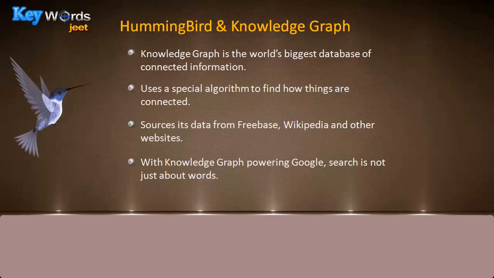between the information. Now this technology, the Knowledge Graph technology, uses a special algorithm to find out how things are connected, what are the connecting points between the things. It sources its data from Freebase, which is still being updated regularly. It acquires its data from Wikipedia, which is of course the biggest source of information in the world over virtually every topic that you can imagine. But it's not limited to these two sources. Knowledge Graph also gets its information from a lot of other sources which are constantly being updated and monitored.